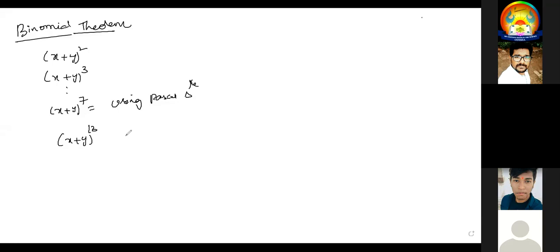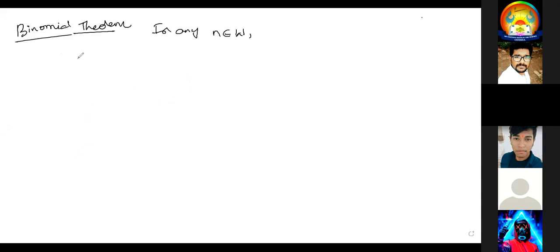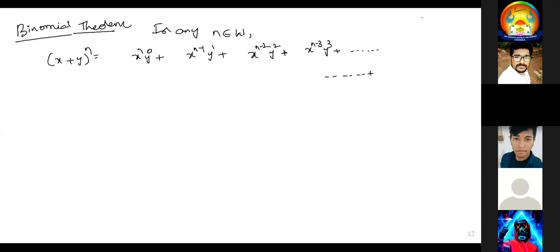That's why they introduced another theorem called binomial theorem, and it says that, for any n belonging to whole numbers, x plus y whole power n is nC0 x power n plus, or else it is better to write like x power n y power 0, x power n minus 1 y power 1, x power n minus 2 y square, x power n minus 3 y cube, and so on, x power 1 y power n minus 1, x power 0 y power n. That is the expansion.